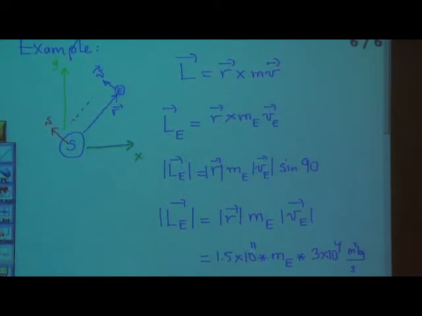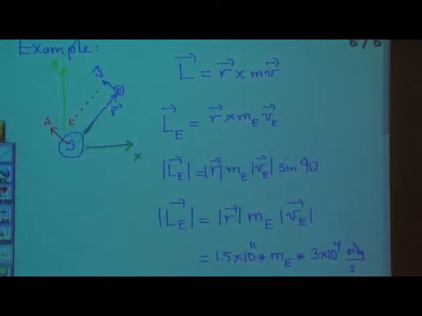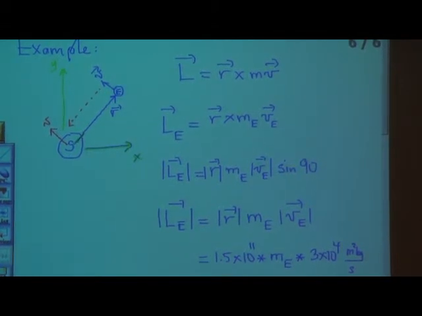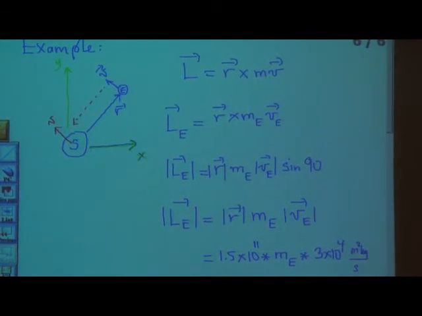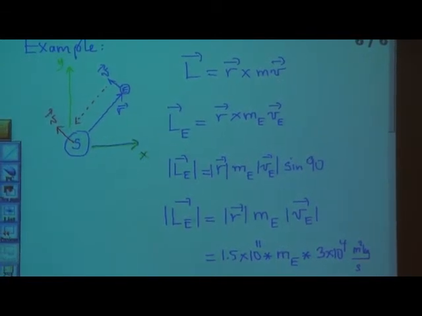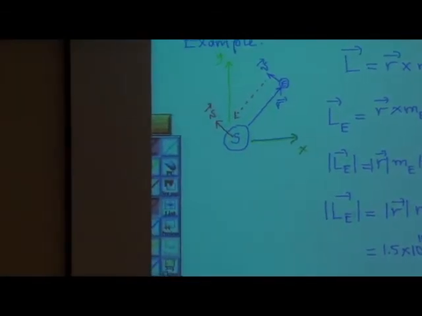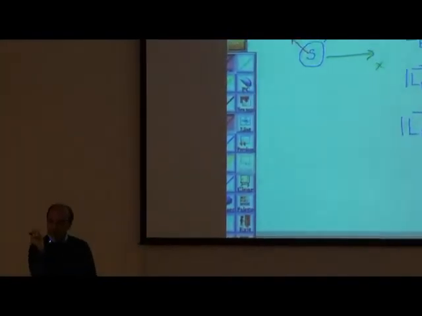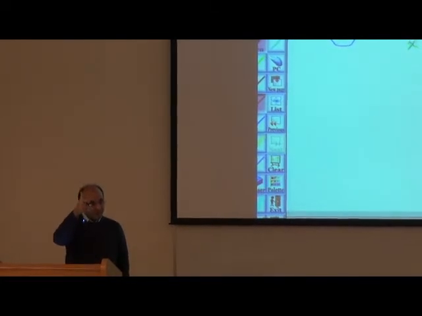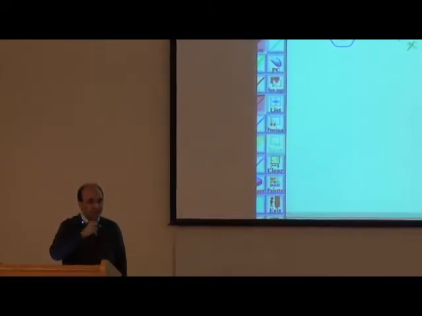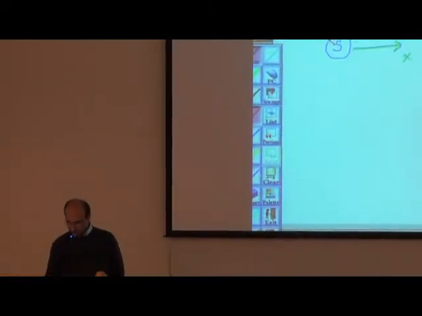We just transferred it here. And now we can use the right-hand rule very easily. Here is the r vector, here is the velocity vector. You just curve your four fingers from r to v, and the direction of your thumb shows the resulting vector direction.